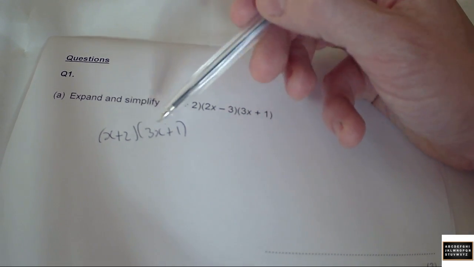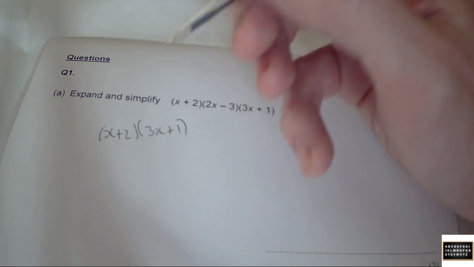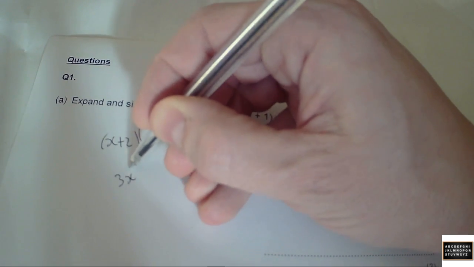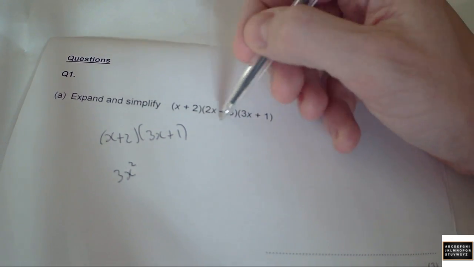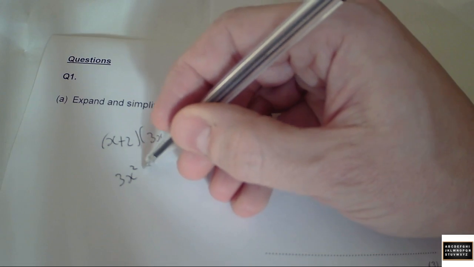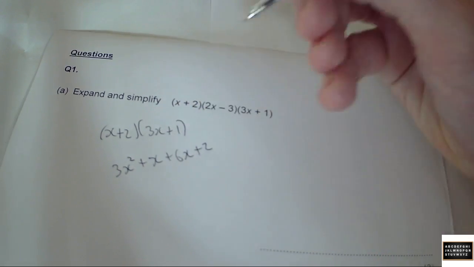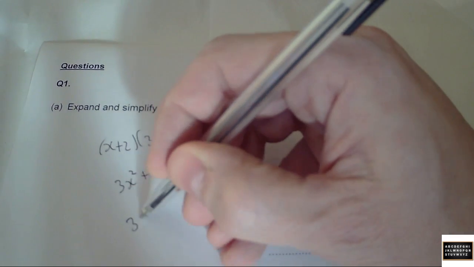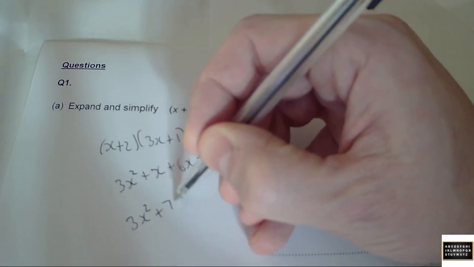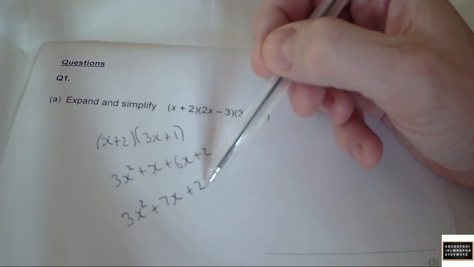This is now a pair of brackets which I'm going to multiply using my FOIL method, my grid method, or whatever it is that you want to use. So again, I'm going to multiply this just like I would do any other pair of brackets, ignoring this for now, just looking at these 2. So first 2 terms, 3x squared, and then outside terms, and then the middle terms, and then the last 2 terms. So I end up with 3x squared plus 7x plus 2.